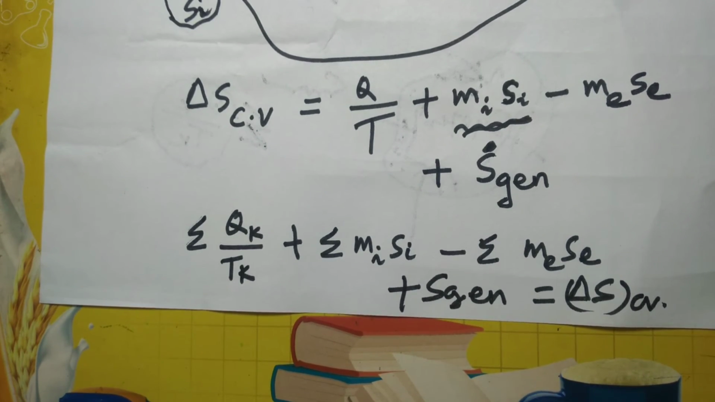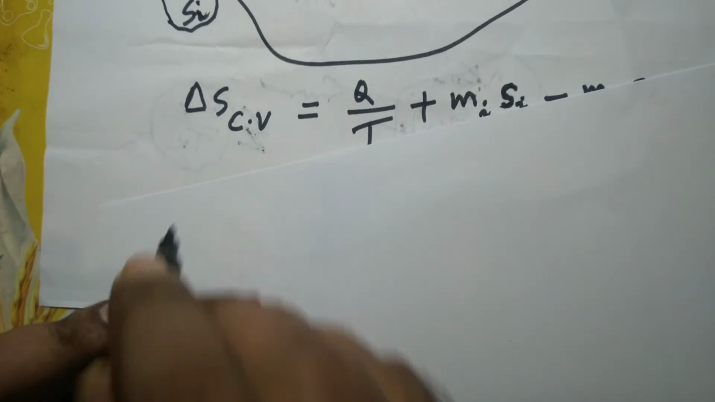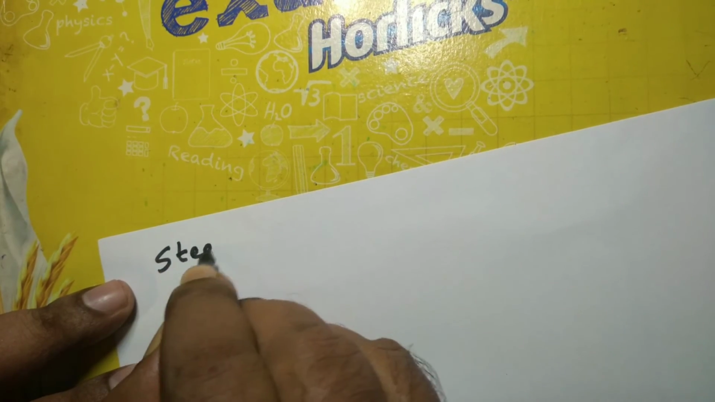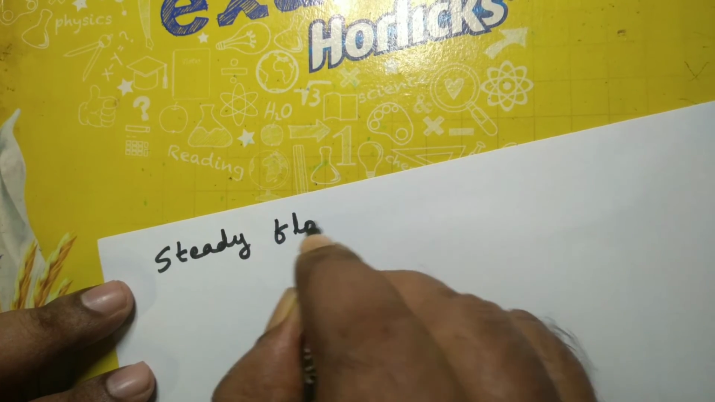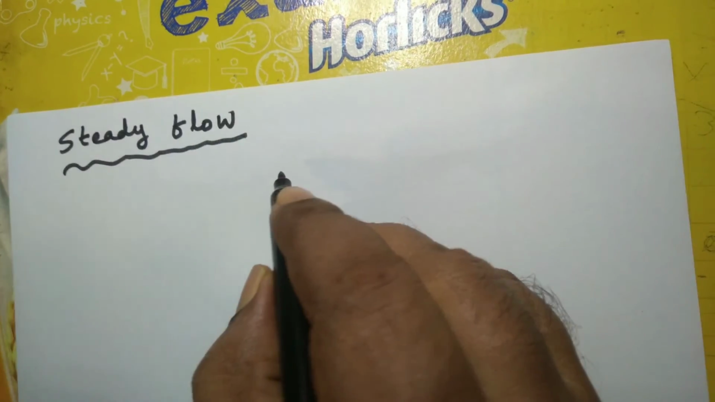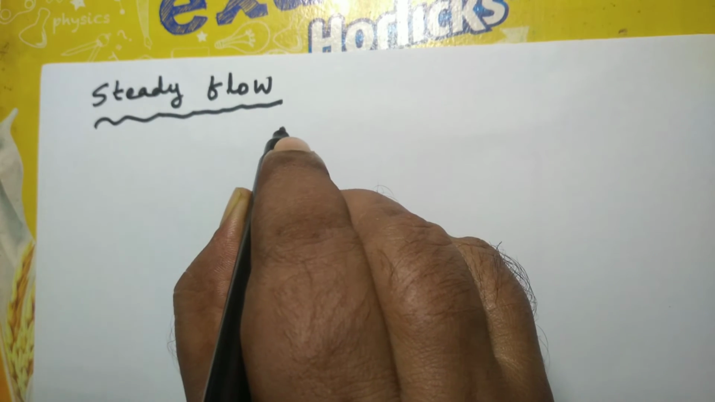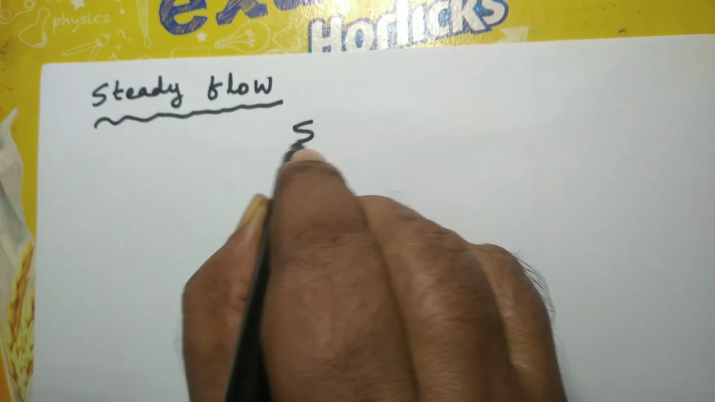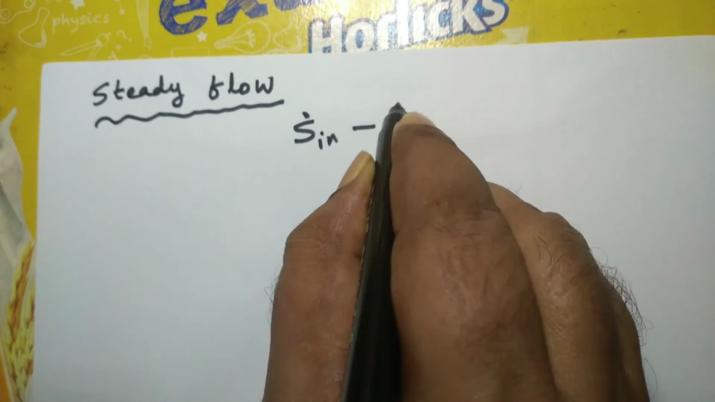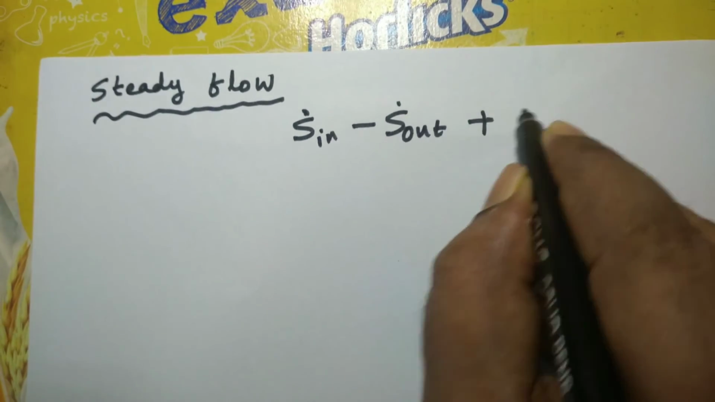Suppose for steady flow, what will be the equation? For steady flow, we will determine how to calculate the entropy generation. While analyzing steady flow, in fact, analysis is always made in terms of rate, because in steady flow there is no variation with respect to time. So now equation number 1, if expressed in rate form, is like this: S dot in minus S dot out plus S dot gen.